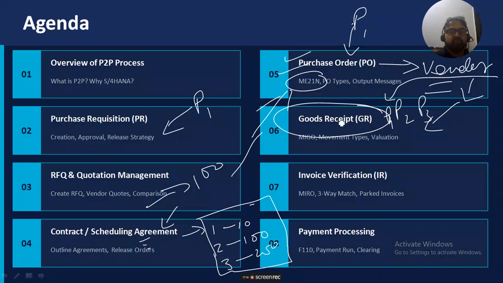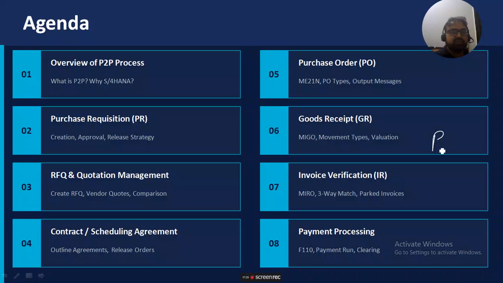Once the material comes into the system, you will have to do the good receipt. The transaction code for the good receipt process is MIRO, right? Once the good receipt is done, suppose we have received the material in plant 1 and storage location, storage 1.